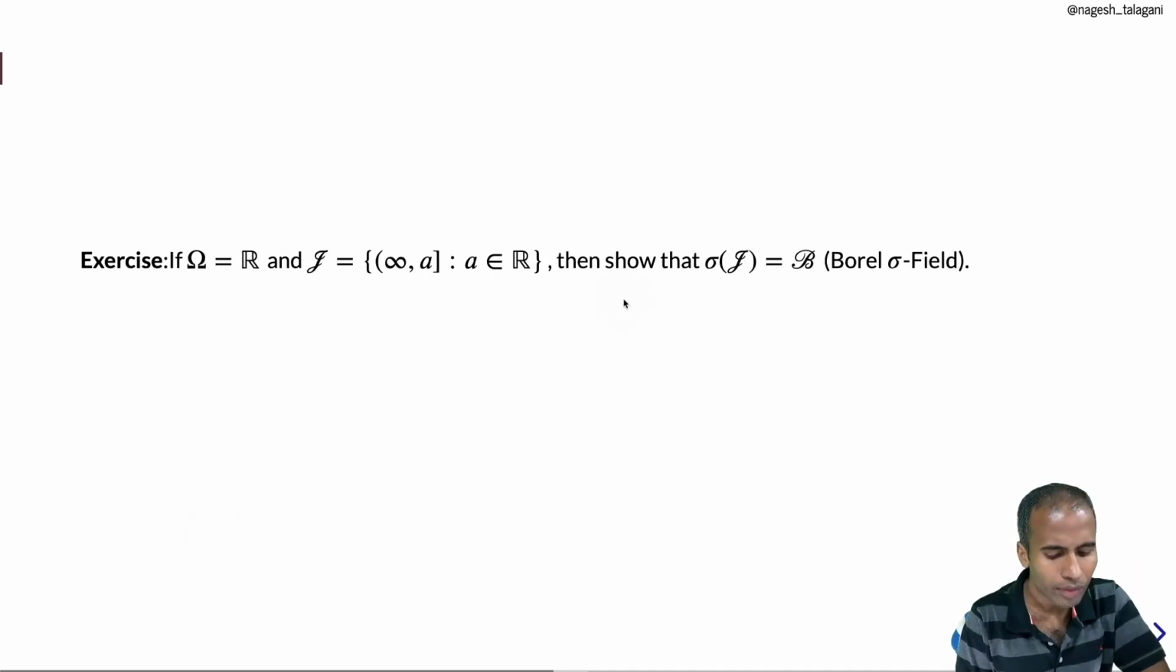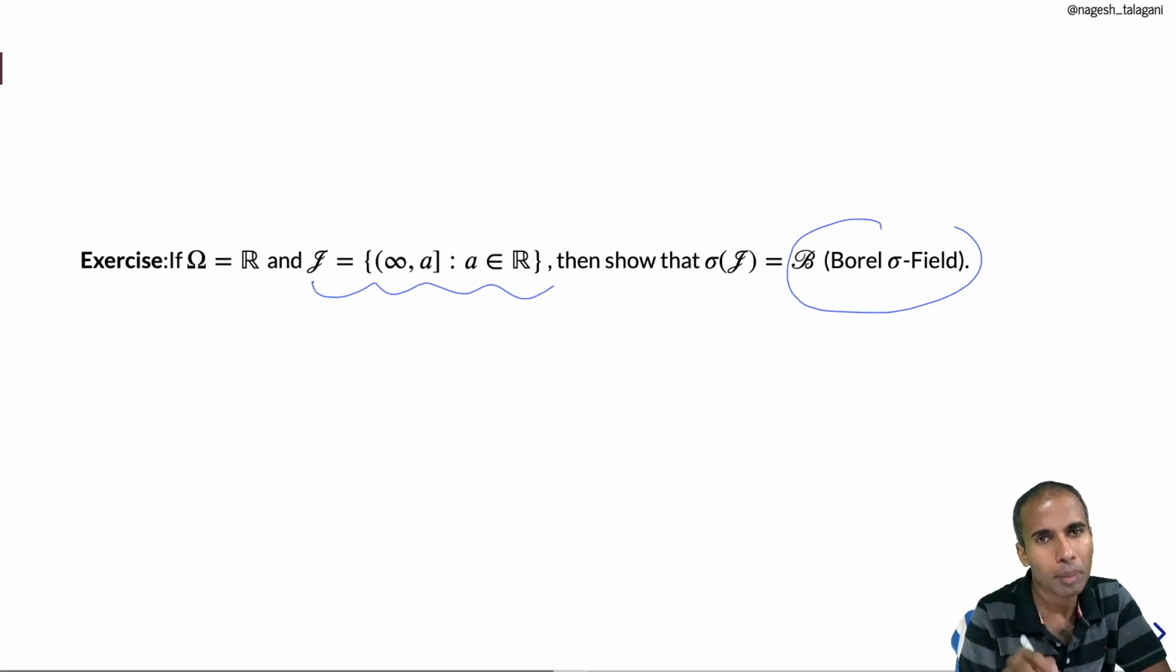Here is an exercise. The sigma field generated by this collection is also going to be the same Borel sigma field. I gave hints in the notes. Please try.